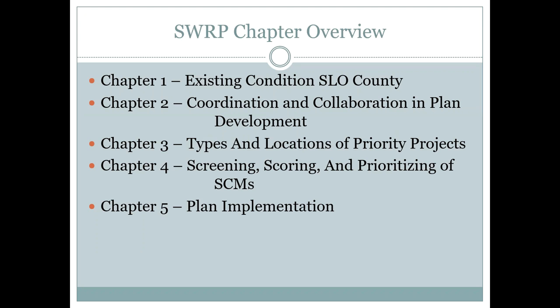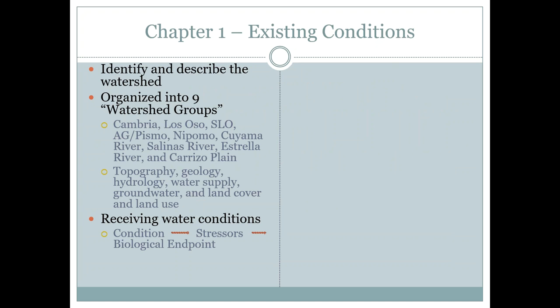Chapter 1 is the existing conditions in SLO County. Chapter 2 is the coordination, collaboration, and plan development. The types and locations of priority projects are in Chapter 3. Larissa mentioned the screening and scoring prioritization, and then plan implementation. I'll go through each of these briefly, so you have a sense of what's in them. If you want to go back and read them more thoroughly, they have a lot more detail on what's going on in each of these chapters.